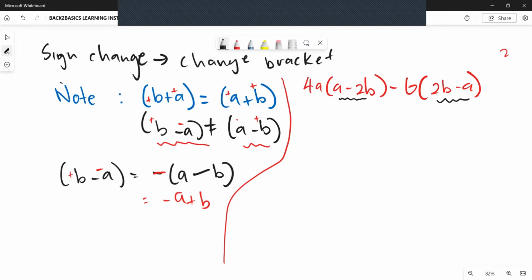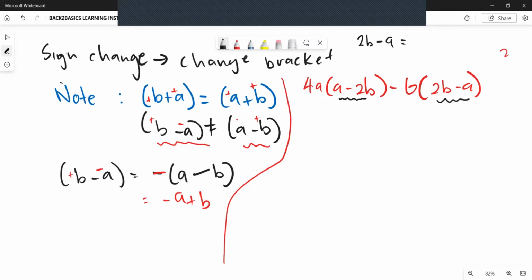So now, which means you can change any of this so that it can be the same bracket, right? So now, how can you do it? We are going to use this method that we are just using now. Now, remember, your 2B subtract A can still be written as what?